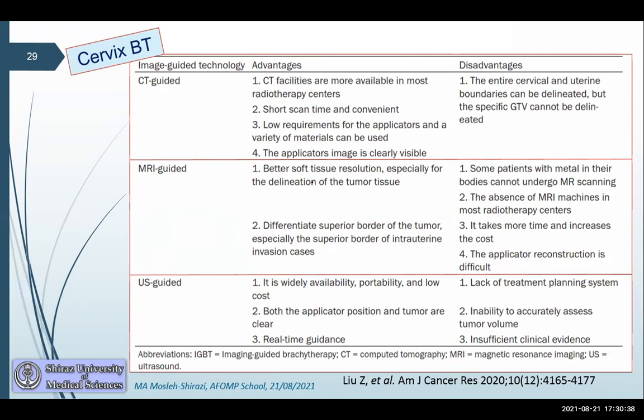MR guidance is the opposite. We have better soft tissue resolution. You can see the superior border of the tumor, etc., much better, but you can't see the applicator so well. Reconstruction is difficult. The availability is much less. You don't have it in your department like you have a CT simulator, etc.